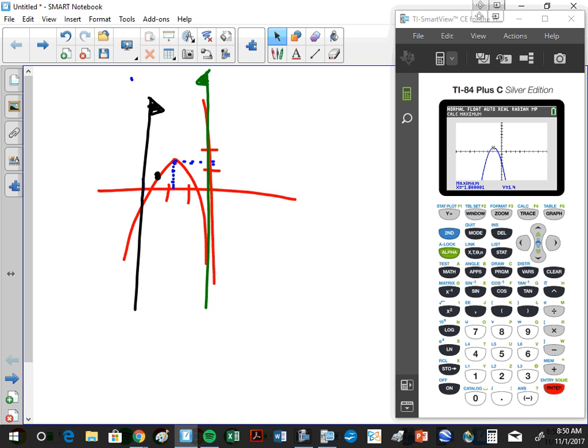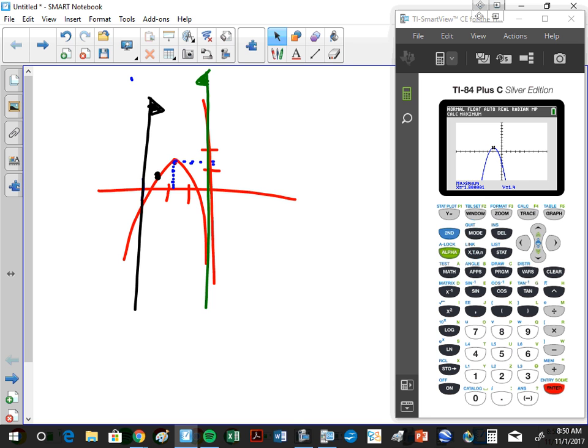Okay, so you can either use the -b/2a method to find the x value, or you can graph it in your calculator and then use maximum or minimum to figure out the vertex and then answer the question. Sometimes they'll want the axis of symmetry, sometimes they'll want the domain, sometimes they'll want the range. So you just have to read the instructions and figure out what the book is asking for.